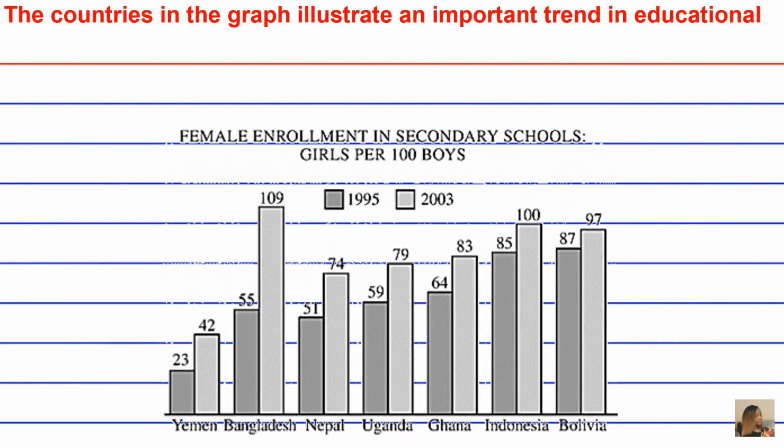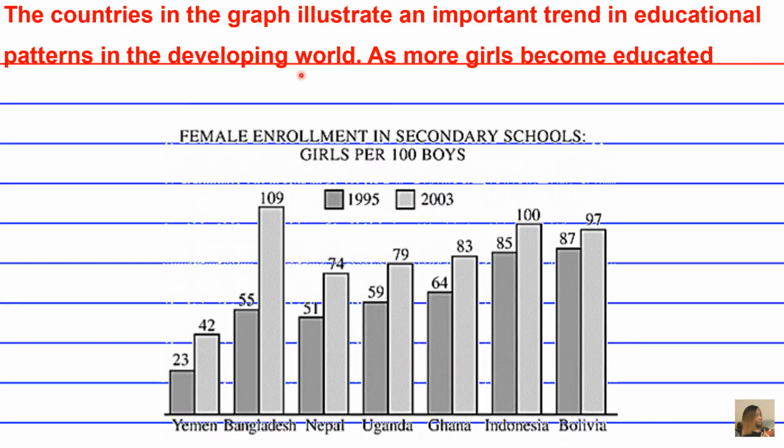The countries in the graph illustrate an important trend in educational patterns in the developing world. The countries mentioned here are considered developing nations. As more girls become educated, what happens to the crude birth rate, or the live births per 1,000 population? I'll give you a moment to think and write out your answer if necessary.